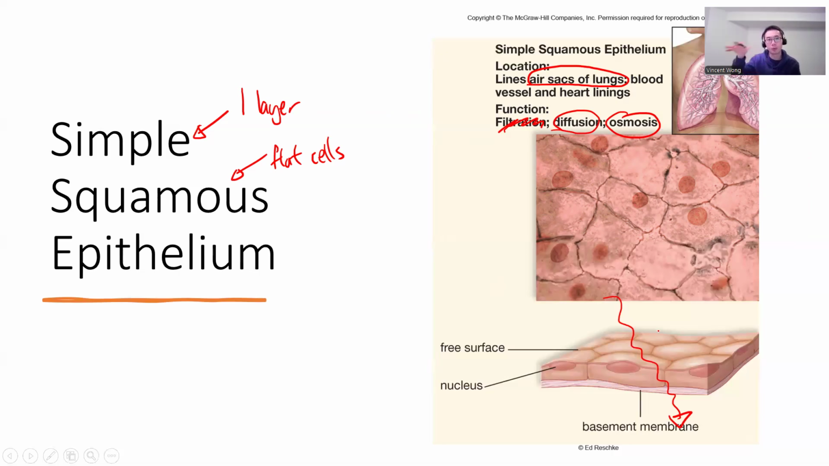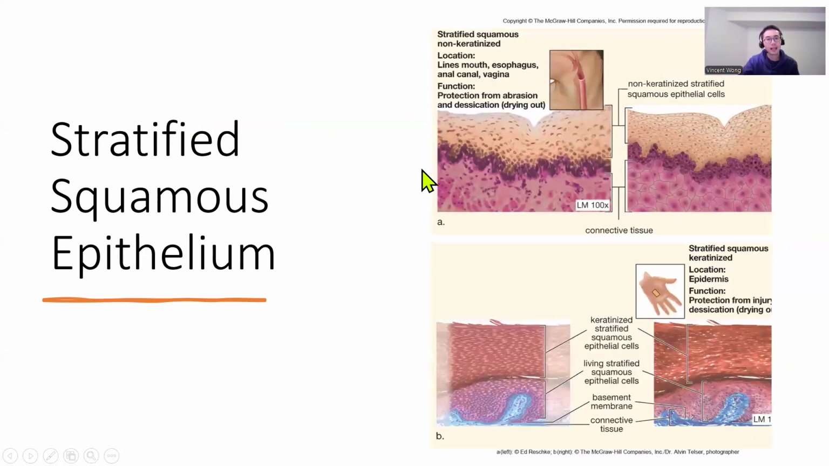You don't want multiple layers. It's really hard to pass through. One layer is good. Okay? Other places, blood vessels and heart linings. Again, don't worry about them. It's good to remember if you can, but it's not detrimental if you don't. Just like lungs would be good for diffusion.